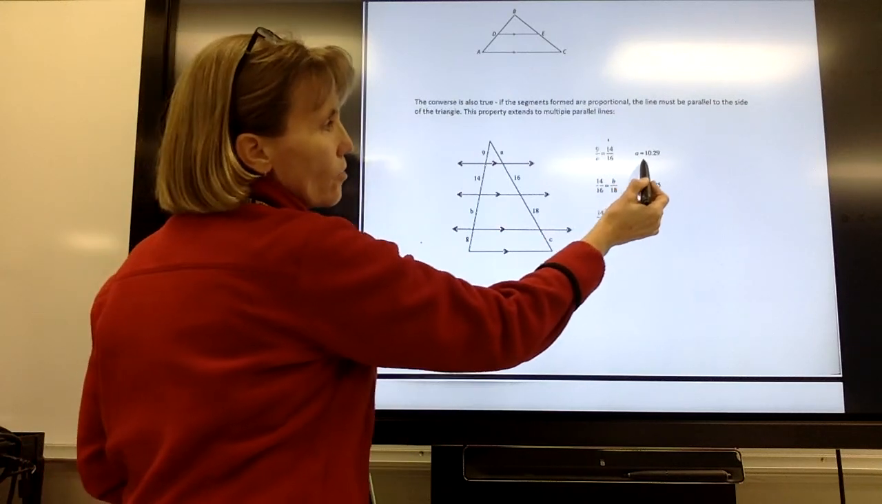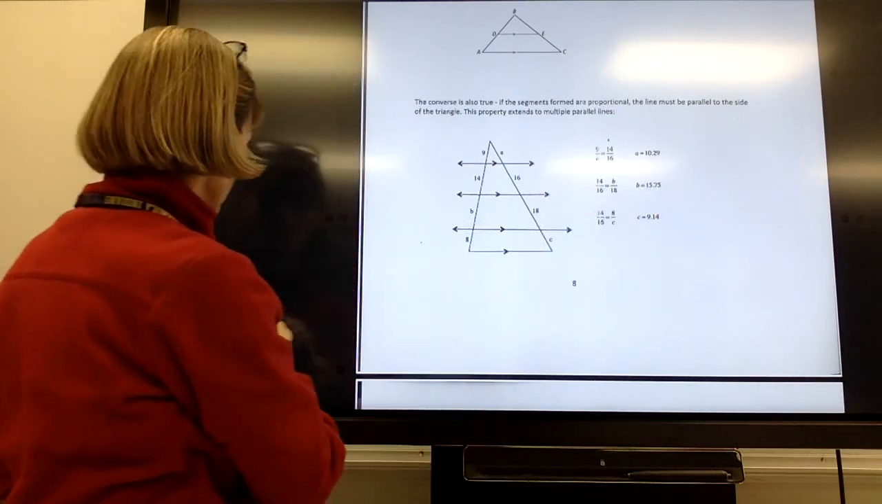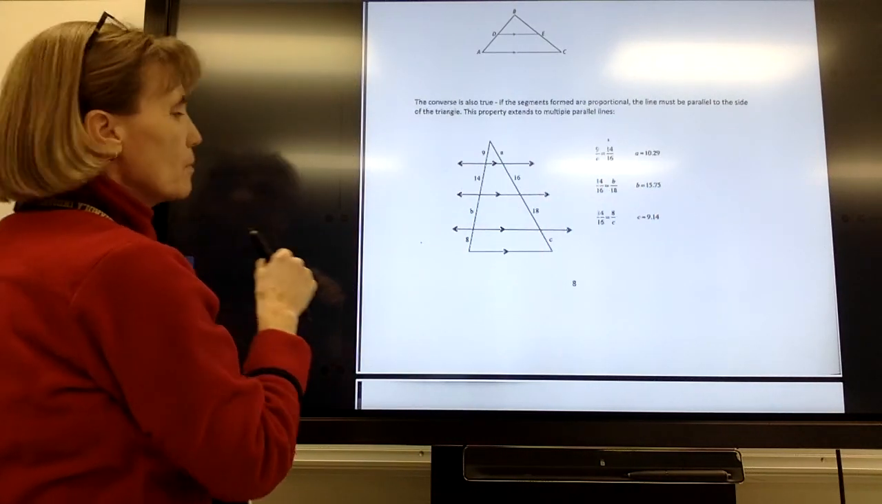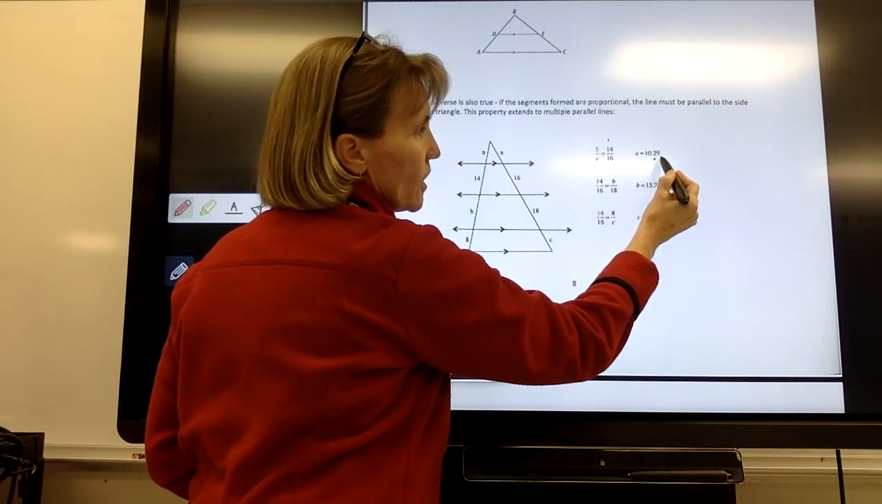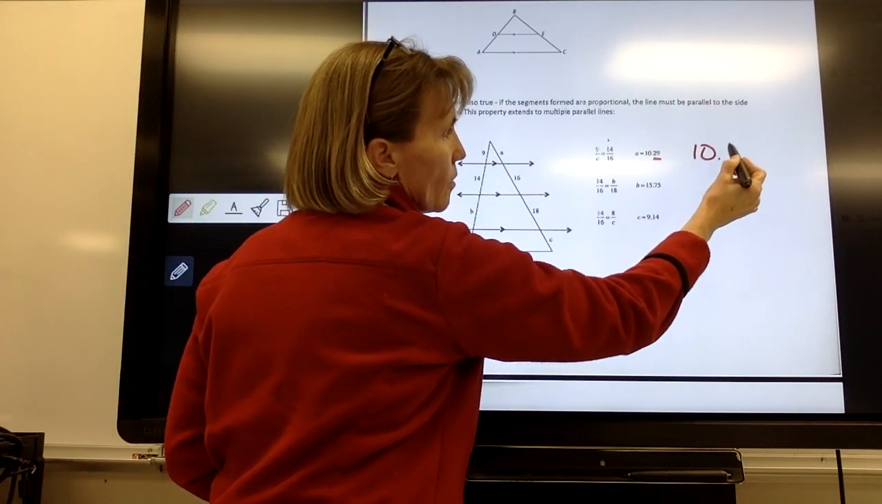When you solve that, you're going to get approximately 10.29. Most of the time, I believe the directions are going to ask you for the nearest tenth. So in that case, I would say 10.3.